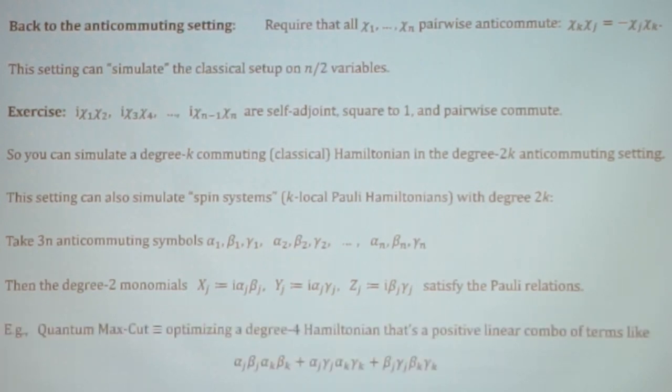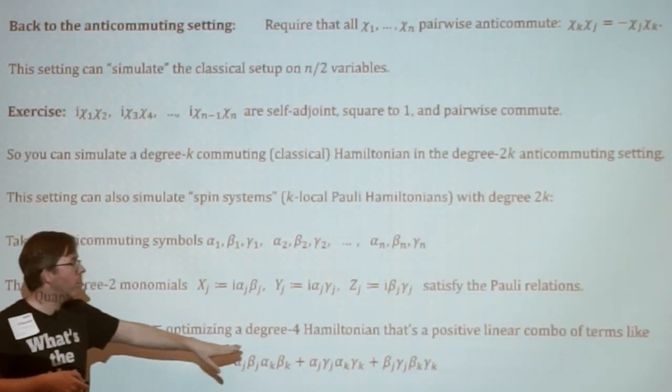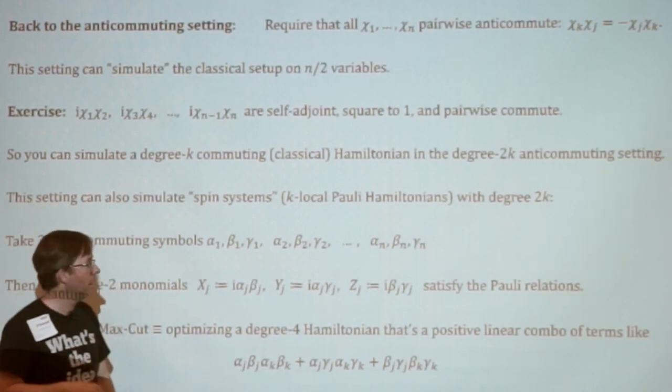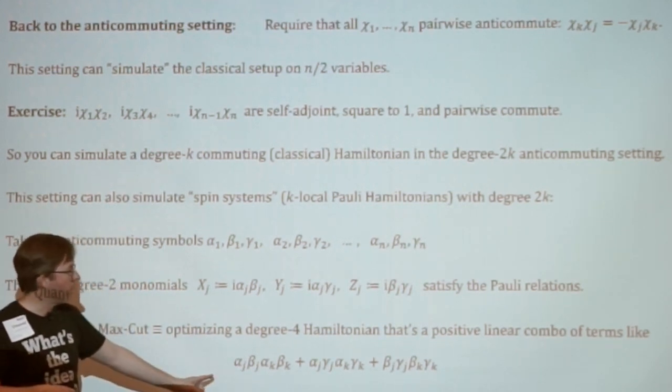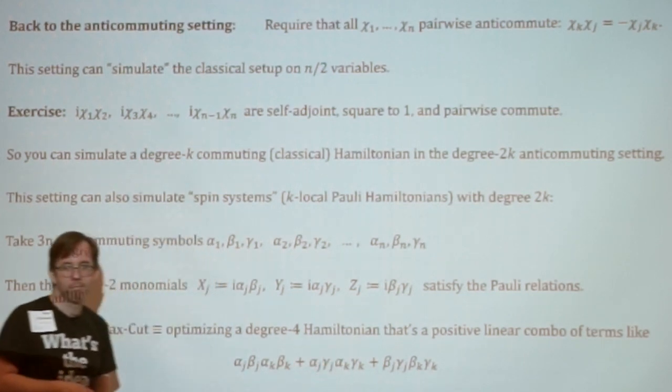And so for example, I don't know if this is a good idea, but if you're into quantum max cuts, it's the same as optimizing a special kind of degree 4 Hamiltonian in this setting, where every term looks like a positive linear combination of terms that have this special form.